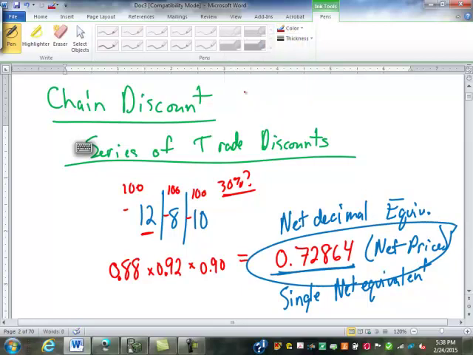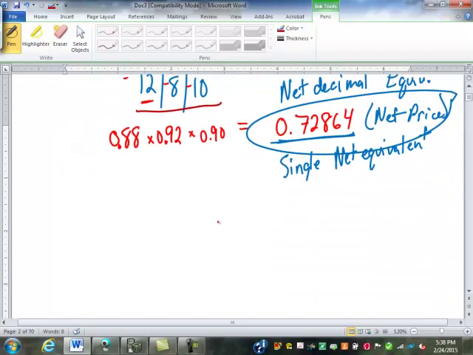Well, we started out talking about a discount here. How would we describe the discount? Well, the discount could be found by using a single discount equivalent.